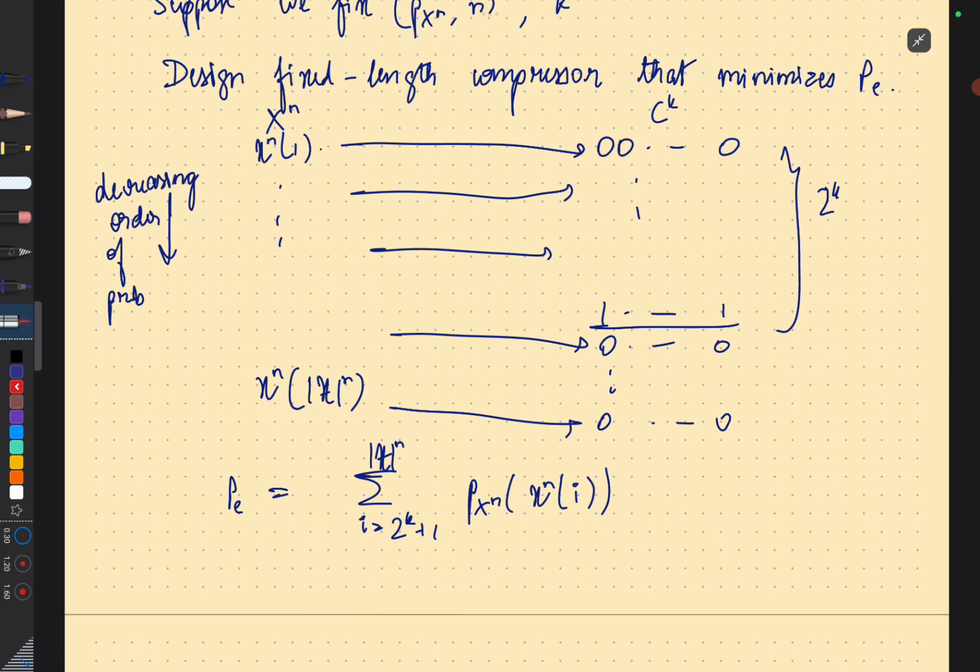Okay. So basically, if you see the all zero sequence, you will always decode it to xn of 1. You will never decode it to any of these sequences. That's why the decoding error occurs. All right.